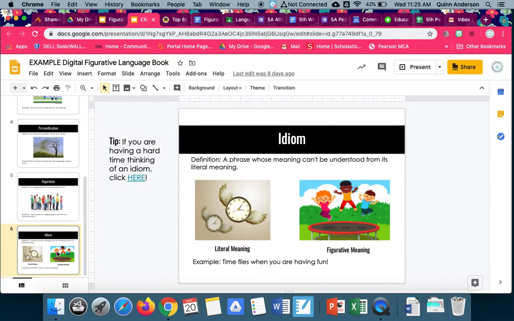On your idiom page, the rest only require one picture. On your idiom page, I'm challenging you to have a picture with the literal meaning. That means the dictionary definition. Time flies when you are having fun, so I have a clock with wings. But the figurative meaning is that when you're having a lot of fun, the time seems to go really quickly. So here's my figurative meaning: I have kids out having fun jumping on a trampoline.